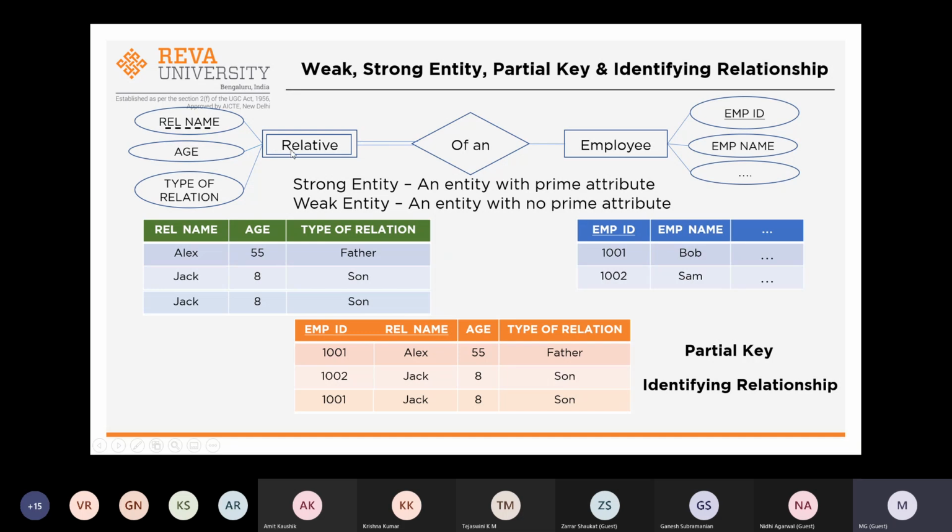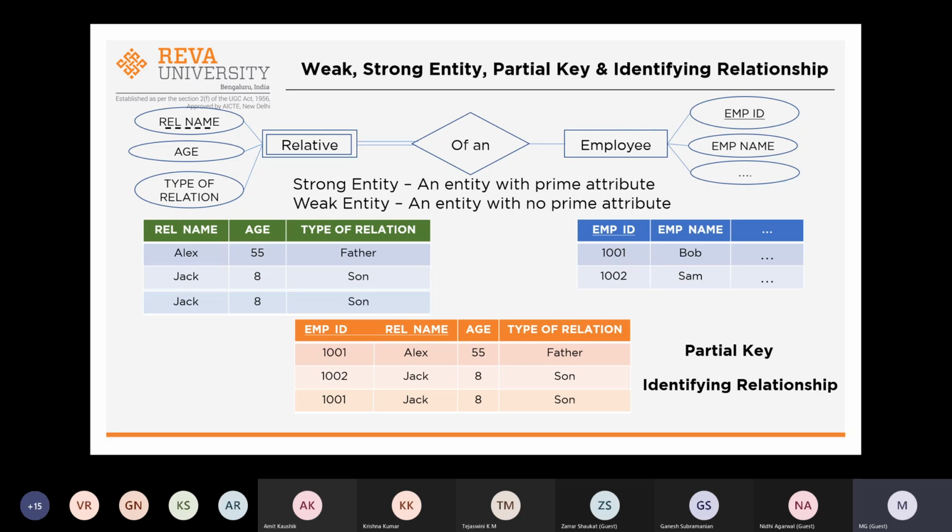You have a weak entity which is relative. You understood why it is a weak entity, right? Because it doesn't have a primary key. If you take relative name Jack, there are 2 records. If you take age 8, there are 2 records. If you take son, there are 2 records. If you take any combination of these columns also, you have 2 records. Correct? Hence, it doesn't have a primary key of its own.